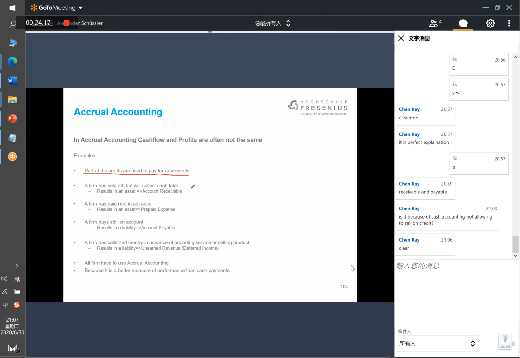A firm has paid rent in advance. It is an outflow of cash, but it is not an expense yet. It is a prepaid expense, and essentially a prepaid expense is not an expense, but rather it's an asset.